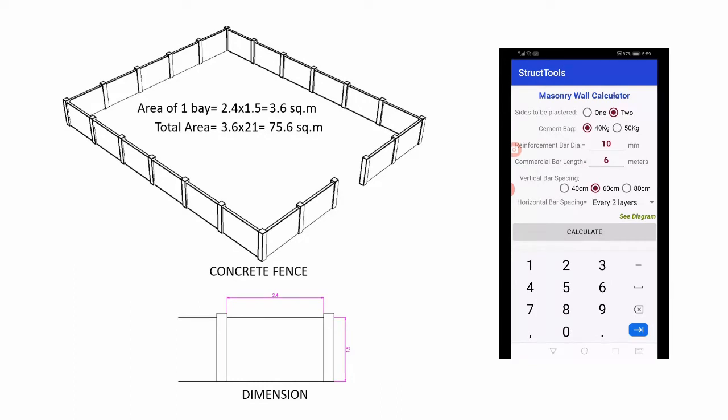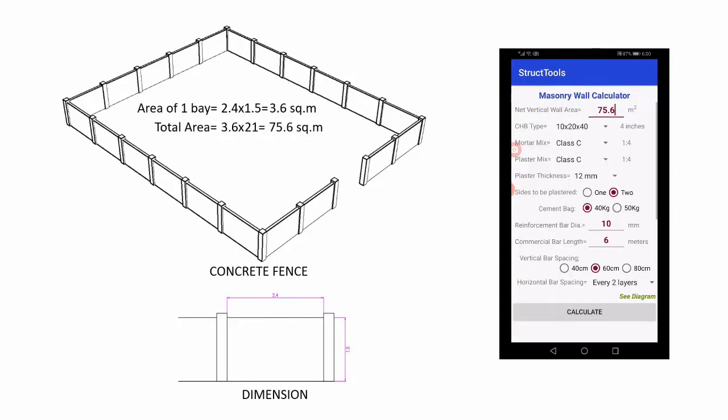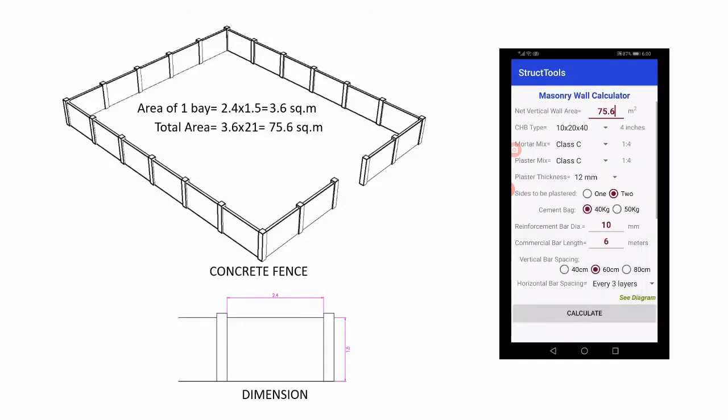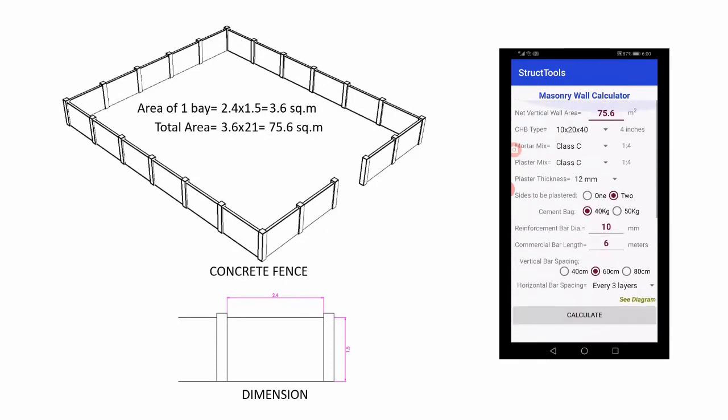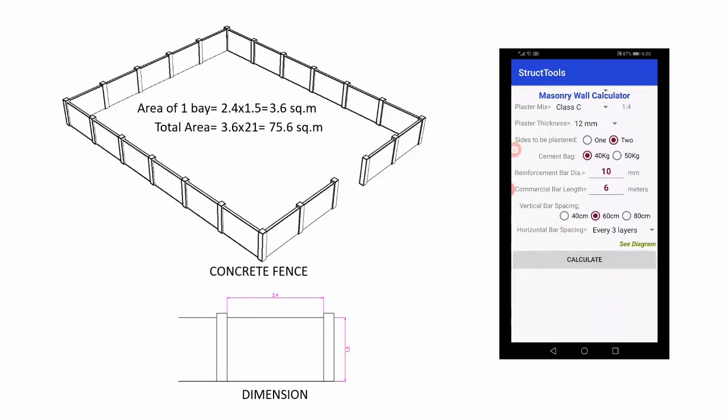Let's click this see diagram here. This is how the reinforcement of a CHB wall looks. In this case, the horizontal bar is at every 3 layers of CHB, while the vertical bar is at 60 centimeter spacing. So we'll use 60. This is only for example, you can just choose whatever you want. Now if your input is already correct as you desired, click calculate.